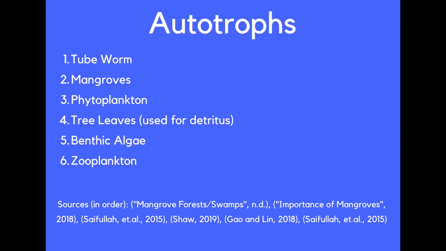An autotroph is any sort of organism that is able to create its own food source from an inorganic substance. In this ecosystem, autotrophs can include tube worms, mangroves, phytoplankton, tree leaves, benthic algae, and zooplankton. Tube worms are able to produce energy by conducting chemosynthesis, living around the hydrothermal vents on the floor of the water. Mangroves, phytoplankton, benthic algae, and zooplankton all conduct photosynthesis in order to gain energy.